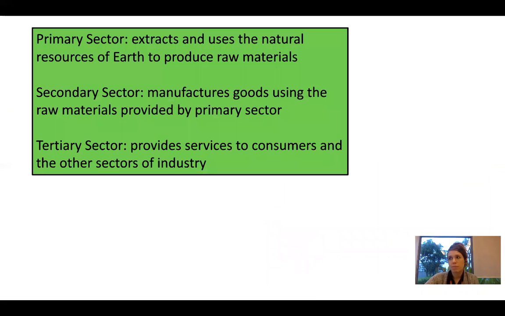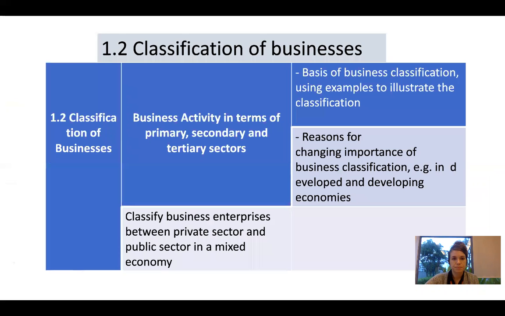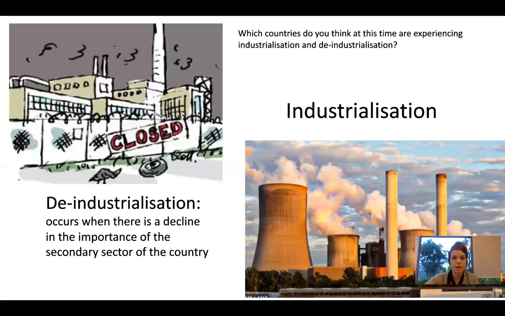So just to recap, primary sectors extract and use the natural resources of earth to produce raw materials. Secondary sector manufactures goods using the raw materials provided by the primary sector, and tertiary sector provides services to consumers and the other sectors of industry. Now on to the next part, talking about industrialization and deindustrialization.